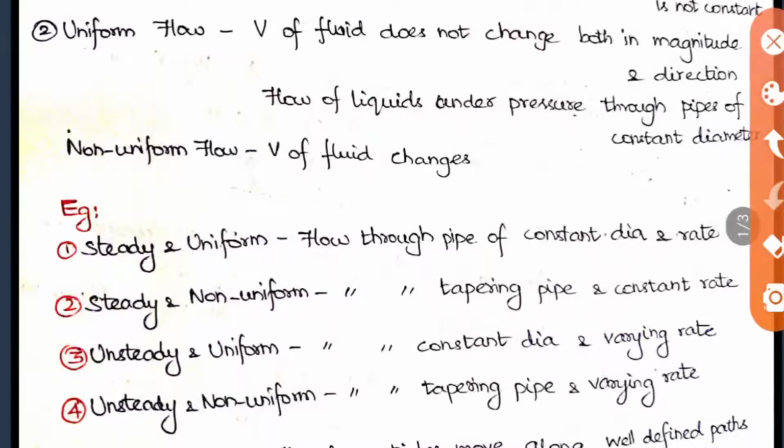Okay, so now these four will have a combination. So steady and uniform flow means flow through a pipe of constant diameter and rate. Steady and non-uniform flow means flow through a tapering pipe at constant rate. So you just keep this alone in mind. If it is steady, the rate will be constant. If it is uniform, the diameter of the pipe will be constant. So if you keep this alone in your mind, you can write the other three.